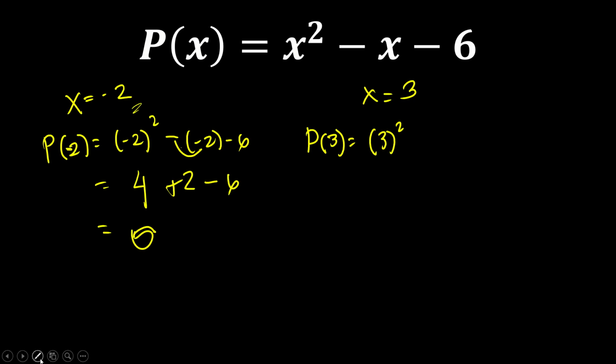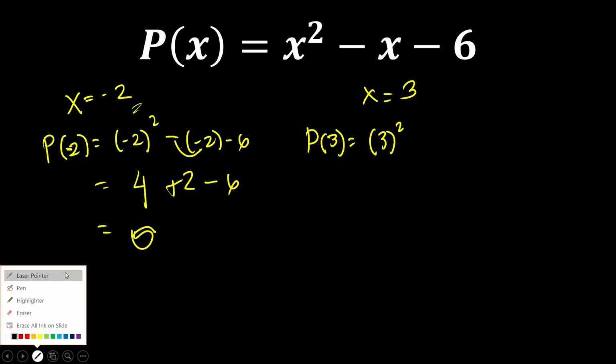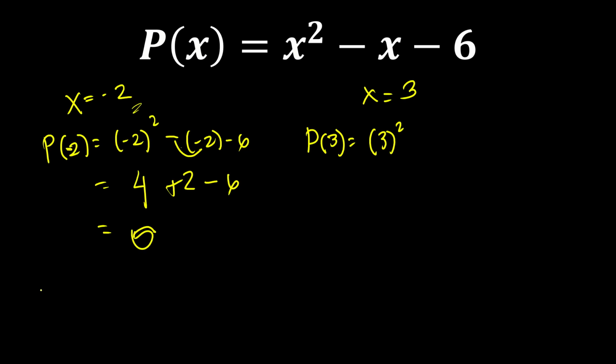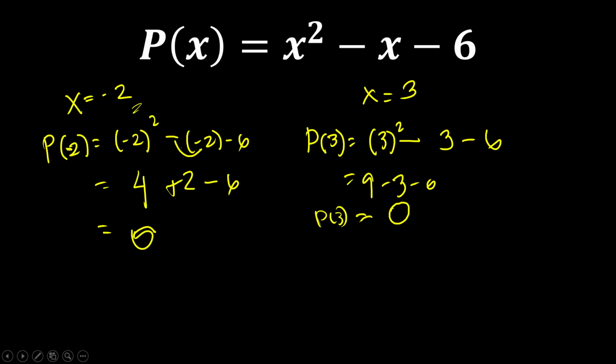So 3 squared minus 3 minus 6 equals 3 squared is 9 minus 3 minus 6, and that is also 0. So tama tayo that the two zeros of this polynomial function are negative 2 and positive 3.